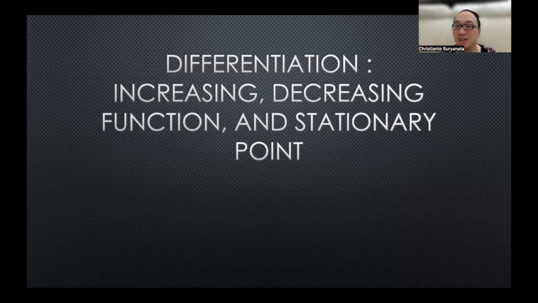In this video, we will discuss the application of differentiation, especially to analyze the graph behavior. We will discuss increasing functions, decreasing functions, and stationary points. So let us start our discussion.